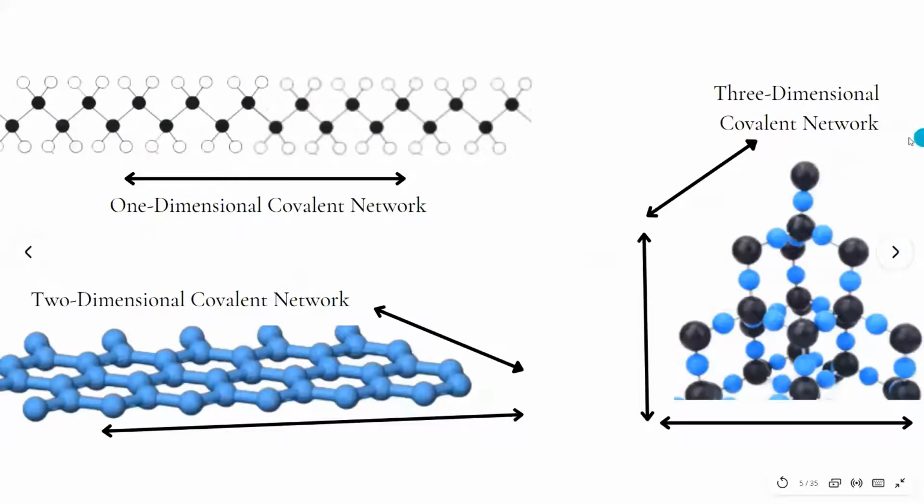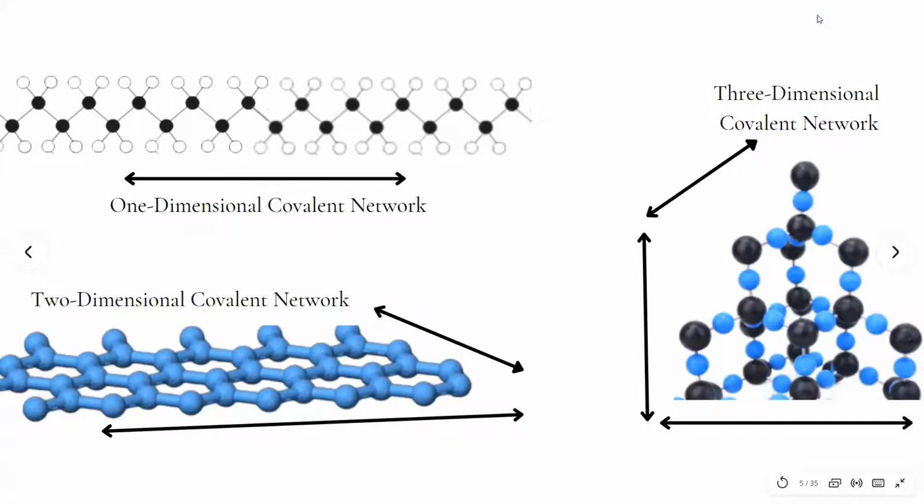Our final solid that we look at is the covalent network solid. Just like molecular solids, these are made up of non-metal atoms. But the difference is that these non-metal atoms are all covalently bonded to each other, creating a long network that can extend in one direction, backwards and forwards, in two directions, or in three directions, so up and down, backwards and forwards, and side to side.